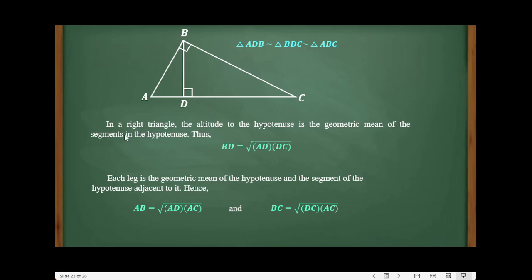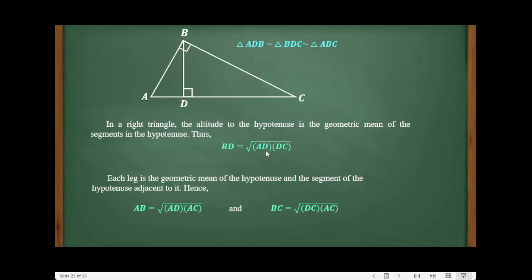In a right triangle, the altitude to the hypotenuse is the geometric mean of the segments of the hypotenuse. So it follows that segment BD here is the altitude, and this segment happens to be the geometric mean of the segments of the hypotenuse. And what are these segments? These are segment AD and segment DC, the two segments separated by the altitude drawn from the right-angled vertex.